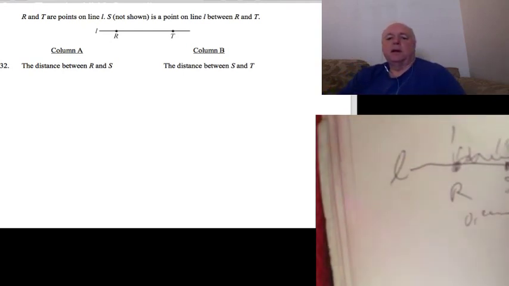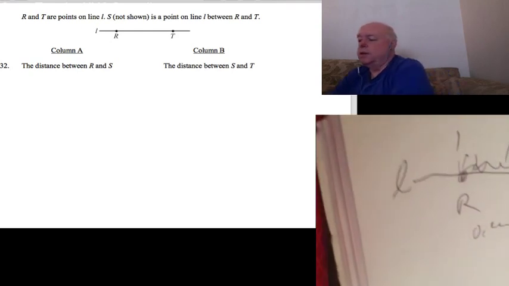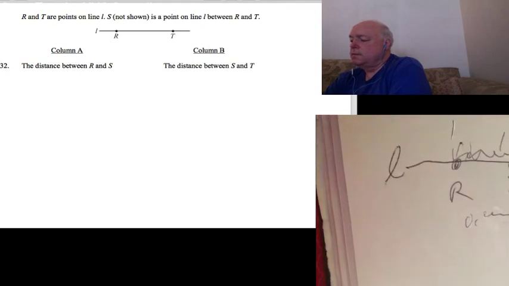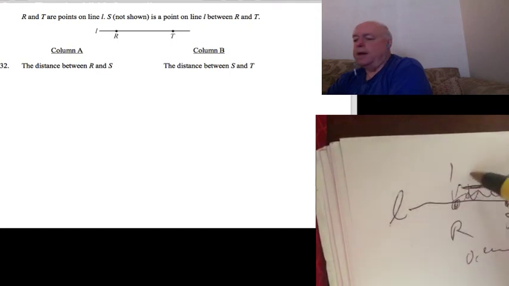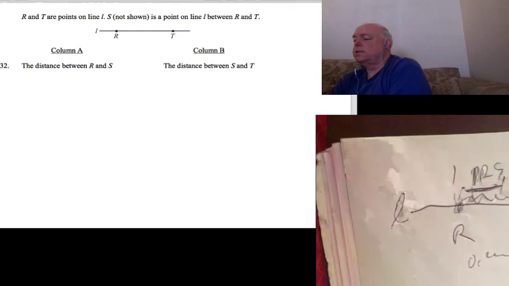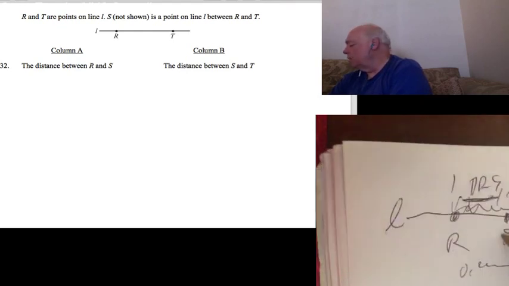So then it says, column A is talking about the distance between R and S. So is this distance, DRS, compared to the distance between S and T? Which of those is greater? Well, we don't know where S is, so we don't know which is greater. So this is one of these answers where it would be D.